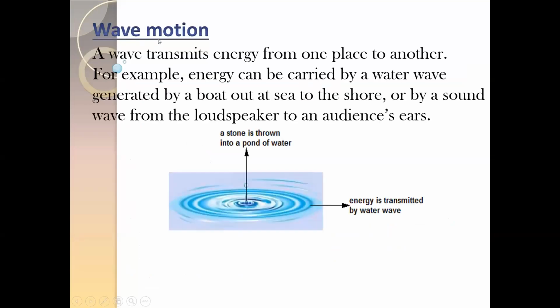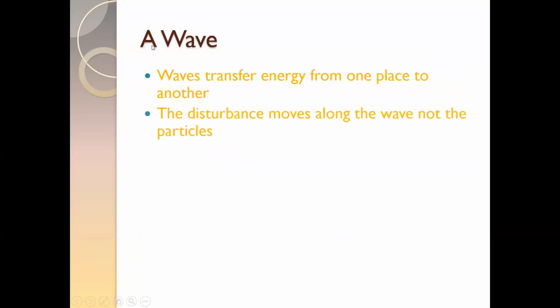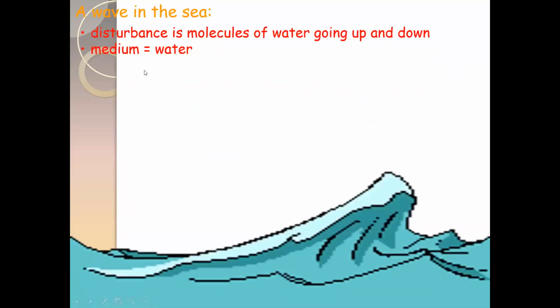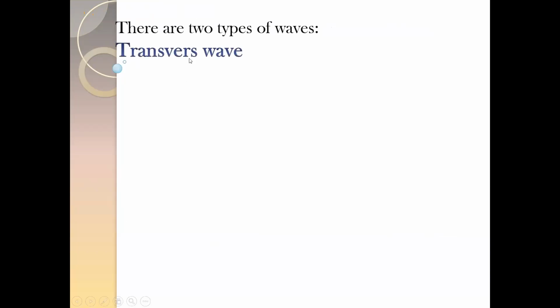What is a wave? It's a way by which energy transfers from one place to another, and the disturbance moves along the wave, not the particle. Like you can see in water waves, the particles are vibrating and transferring the energy from one place to another. On the basis of particle vibration, the wave is divided into two categories: one is known as transverse, another one is longitudinal.